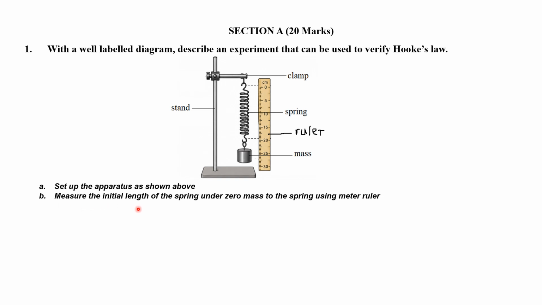So measure the length of the spring under 0 mass, meaning the length of the spring before mass is hung here. Using a meter ruler, measure the initial length. Initial means the first length before a mass is hung there. So measure the initial length of the spring under zero mass.